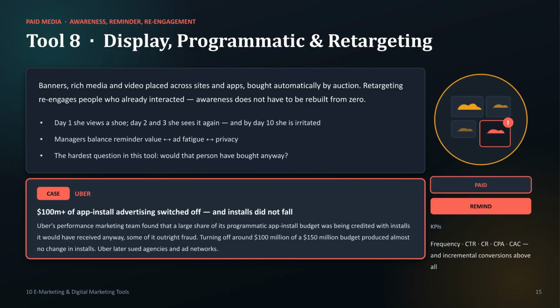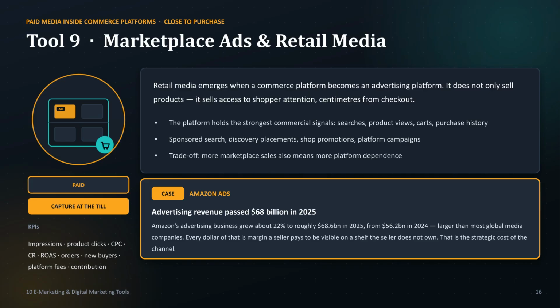Finally, Tool 8, display and retargeting. These remind users who have already interacted with you. But always be careful. Uber once discovered that a huge portion of their programmatic budget was being wasted on non-incremental traffic.